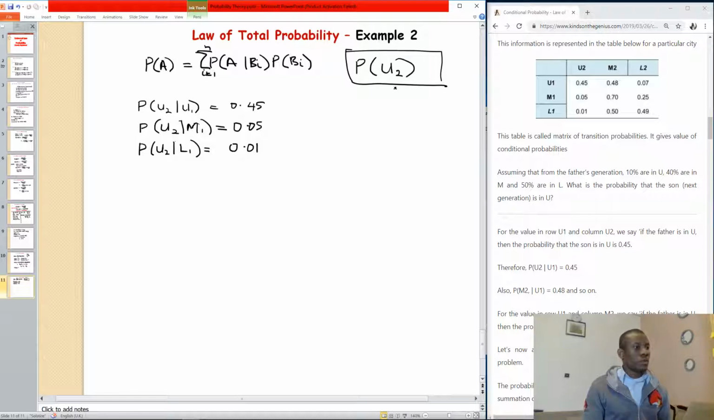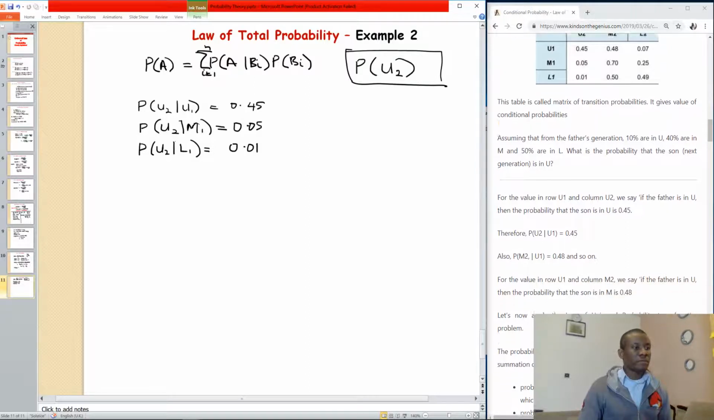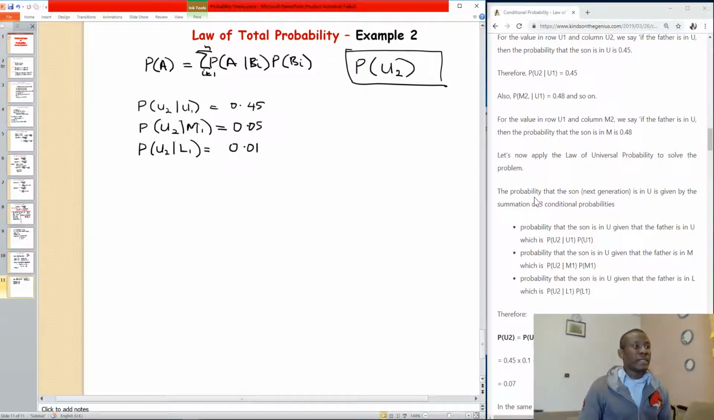For the values in rows U1 and M2, we've talked about that. We say the probability that the son is in U2 is given by the summation of three conditional probabilities, and these are the three conditional probabilities that we already have. So now let's write the law of total probability in terms of this probability of U2.